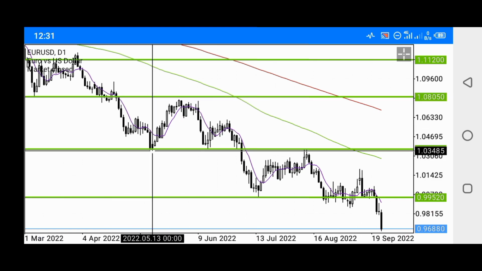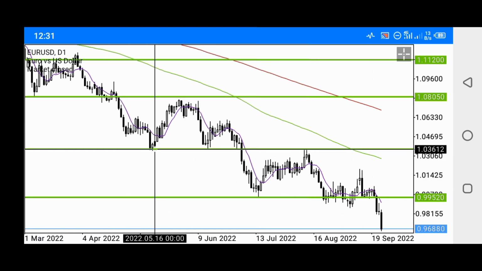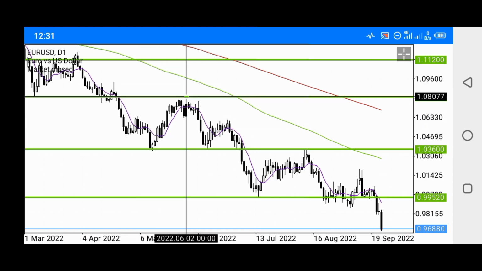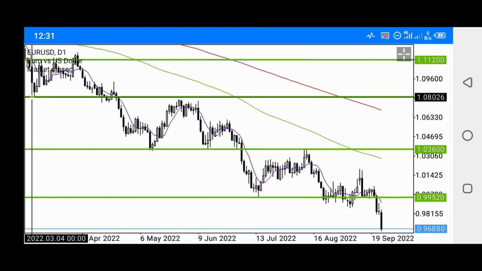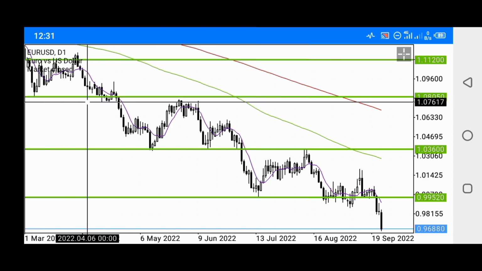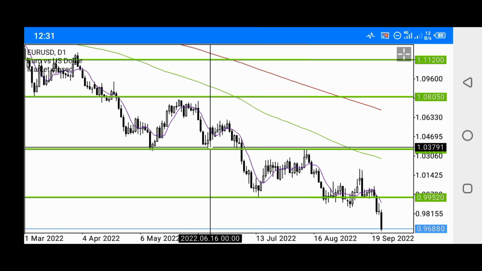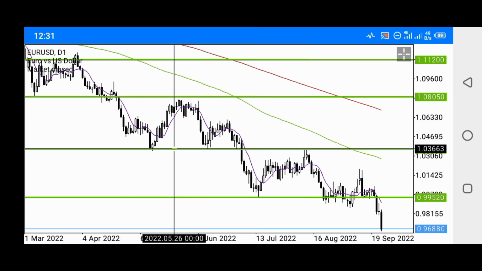So price fell down all the way to this point right here, and price met a support level right here, as you can see. From this support level, price went up to retest this level that was once a support level. So as you can see, this level now acts as a resistance level for EURUSD, and it rejected price, and price fell all the way down to this point to retest this level that was once a support level right here.